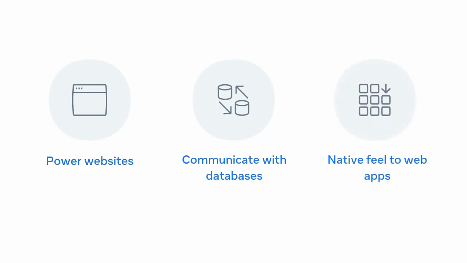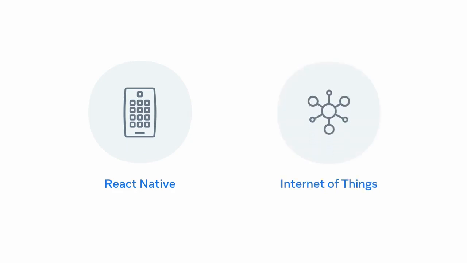JavaScript is used in many scenarios, for example, in the browser to help add various kinds of behaviors and interactivity, like adding an item to a shopping cart when you click a button. On the server, it can be used to power up websites, communicate with databases, and provide a native feel to web apps. It's used to build mobile apps using technologies like React Native, and it's used to program devices known as the Internet of Things.